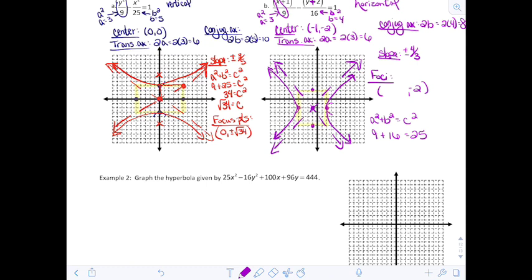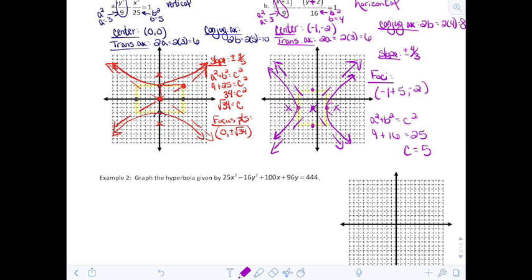Okay, and since we have a c squared of 25, that means c is going to be 5. So we're going to go from the center, and we're going to count 5 to the right. 1, 2, 3, 4, 5. There's a focus point. And 1, 2, 3, 4, 5 to the left. There's another focus point. So we're counting from -1, so it's -1 plus or minus 5.